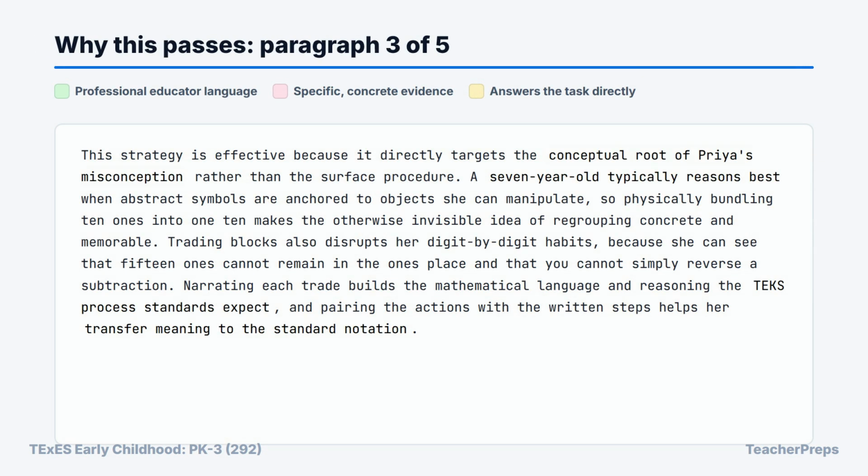Notice how I pivot from what the strategy is to why it works, which directly answers task 3, and the phrase conceptual root versus surface procedure signals that I understand the difference between procedural fluency and conceptual understanding. I anchor the reasoning in child development with the specific age reference, tying the intervention to what we know about how young learners build meaning, which satisfies the support criterion. Citing TExES process standards by name elevates this from generic rationale to TExES-specific professional knowledge, which matters for this particular certification exam.